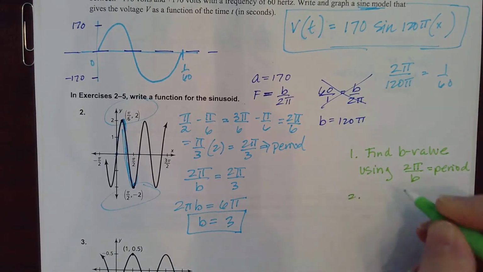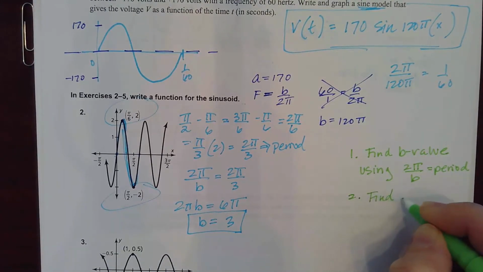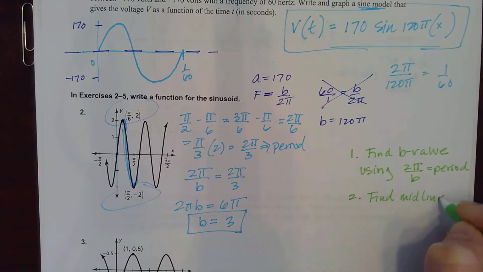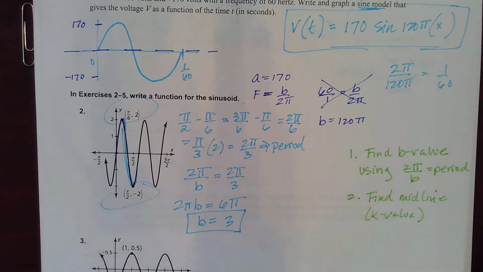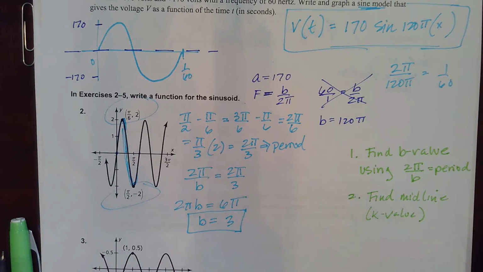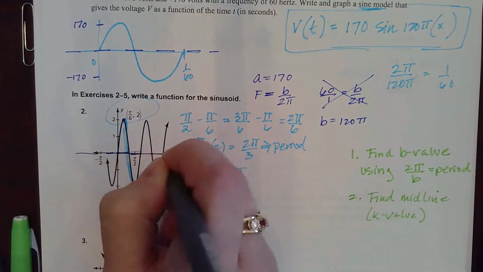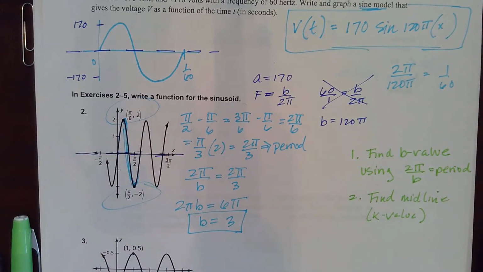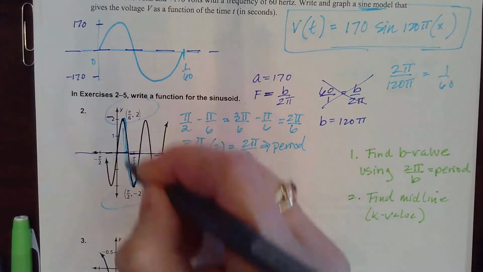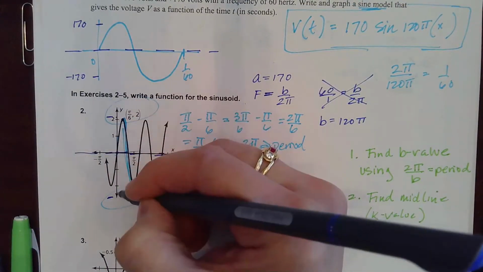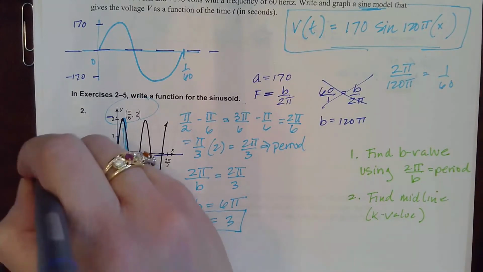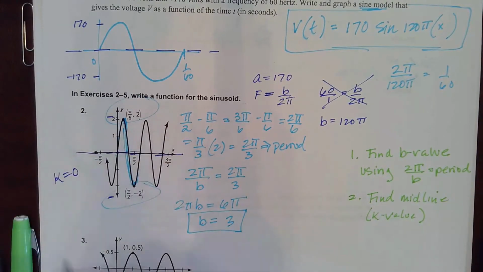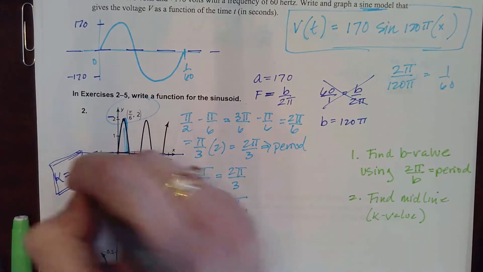All right, step number 2. Find the midline of your graph. Why we do that is because your midline is your k value. Remember, we need to find all of our values. So we have b already, but we need to find the rest. If you look at your graph, your midline is going to cut your graph in half. It's halfway between your max and your min. Halfway between 0 and -2 is 0. So my k value is 0. I'm just going to write that on the side here, that my k value is 0.